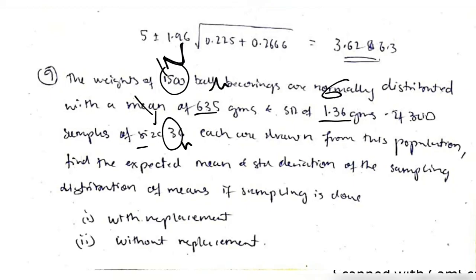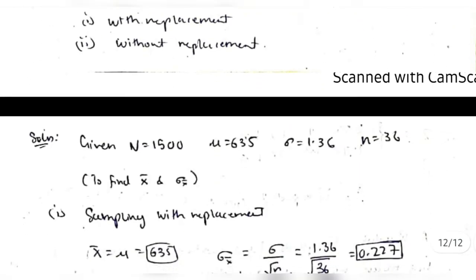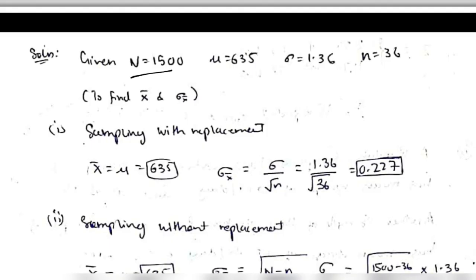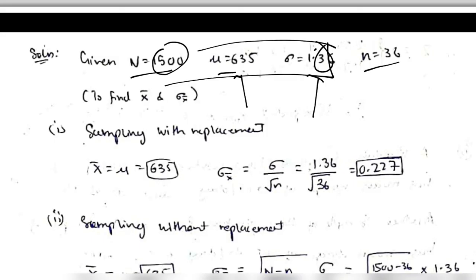Here what we have been given is, you have to find out the sampling rate with replacement and without replacement. For that, we'll be writing what is given to us. N is given for the population as 1500, and nu is 635, and sigma is 1.36. This is for the population. And for the sample, n is 36. This is the sample size, small n.